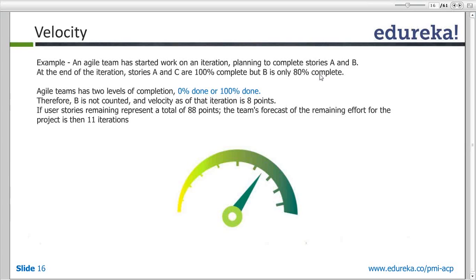Okay, this is fine. And velocity of that iteration is 8 points. So the sum of A and C would be 8 points. And if user stories remaining represent a total of 88 points, then obviously it's the same thing, right? In one iteration, I have the ability to complete 8 points. So 88 points means 100 iterations I would make. Okay.